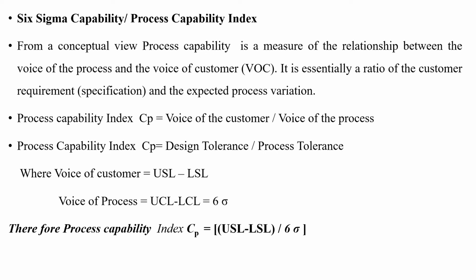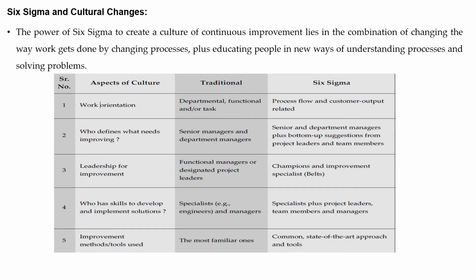Now we can see Six Sigma capability, or process capability index. How do we measure this? It is a relationship between the voice of the process and the voice of the customer. It is a ratio of the voice of the customer requirements and the process variation. That is called Cp, equal to the voice of the customer over the voice of the process. So process capability index means design tolerance by process tolerance. Here the voice of the customer is the upper specification limit minus the lower specification limit. The voice of the process is the upper control limit minus the lower control limit, that is Six Sigma. Now Cp equals USL minus LSL divided by Six Sigma. By using this we can calculate the Cp value.